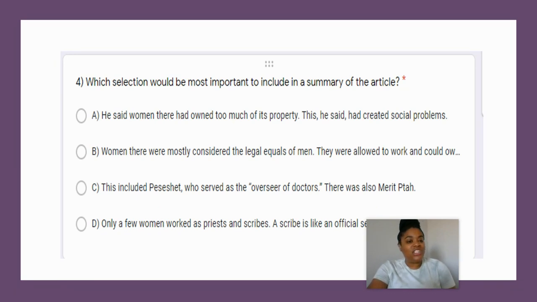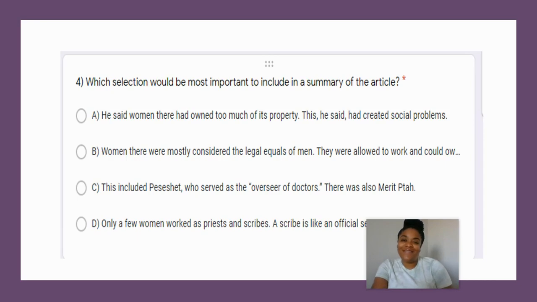Question 4, which selection would be most important to include in a summary of the article? Scholars, the correct answer is B. Women there were mostly considered the legal equals of men. The correct answer again for question 4 is B. Again, scholars, the correct answers are question 1, C, question 2, E, question 3, A, and question 4, B.